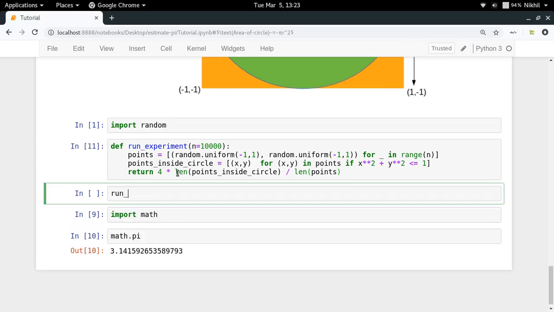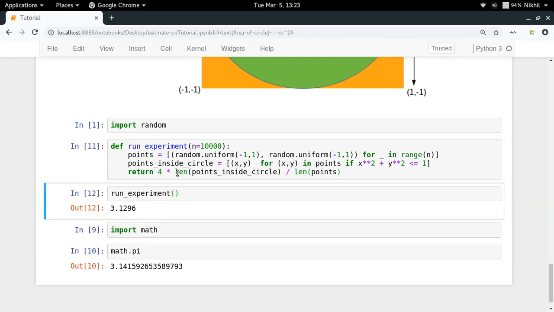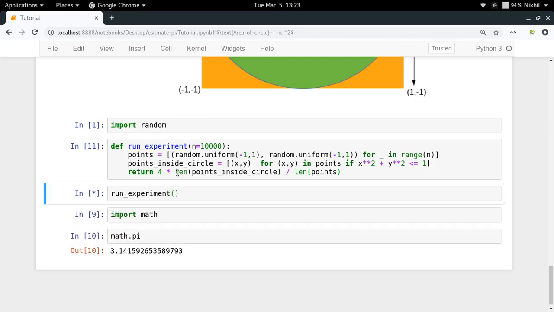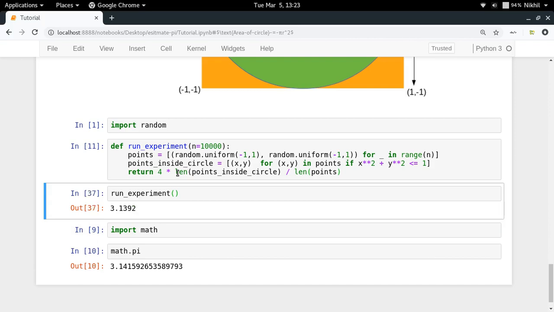So let me just do it, run experiment. So we get 3.1296, again run. So look at that, I am getting some values which are quite close to pi because I am repeating the experiment 10,000 times. So as we can see, we are getting some values which are closer to pi but not exactly pi.